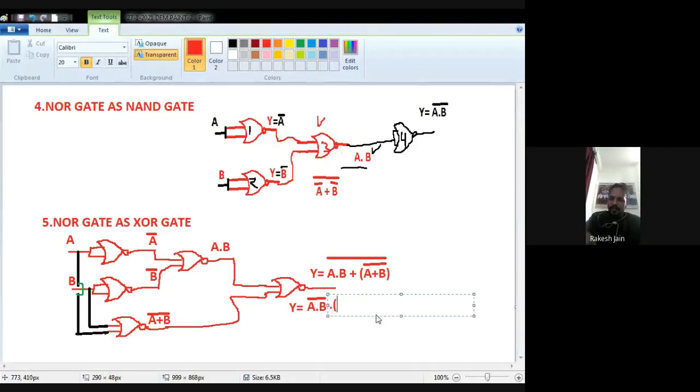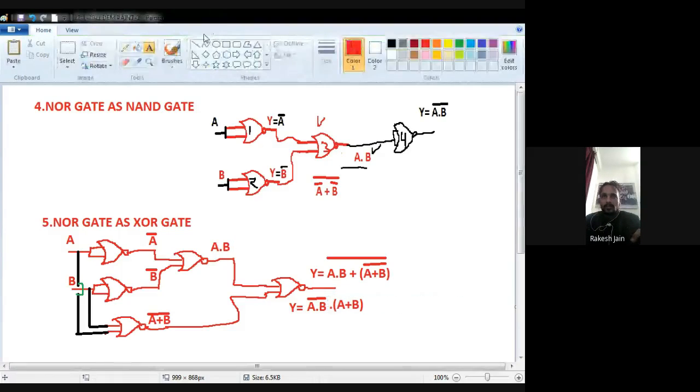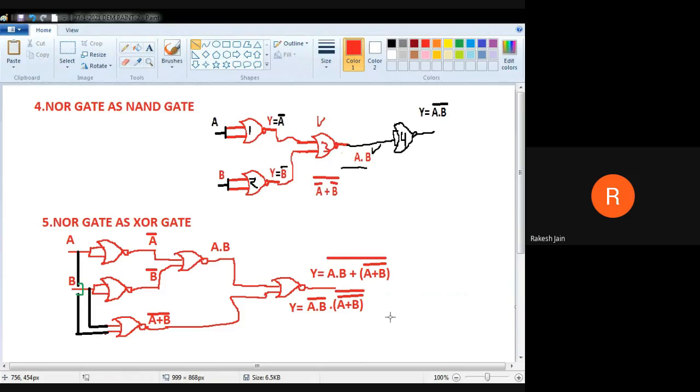Write down the second thing in bracket, A plus B having a bar, this is the second thing, A plus B having a bar, then also having a separate bar. Once again I repeat, De Morgan theorem states that write down the first with bar, second thing with bar. The plus will be converted into a dot.